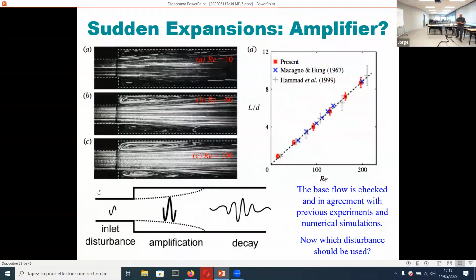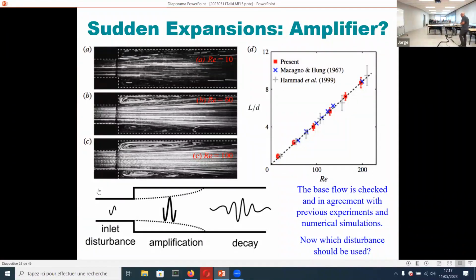So we've done also experiments with sudden expansion. The most studied case is the 1 to 2 diameter expansion. In this case, you get a recirculation flow in the corner. In laminar flow, the axial dimension of this recirculation flow increases linearly with the Reynolds number.